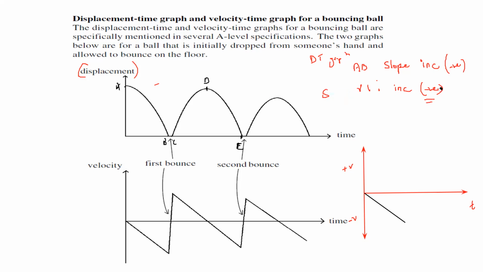Now what happened from C to D? What happened to the slope? Is it increasing or decreasing? From C to D, what happened to the slope?